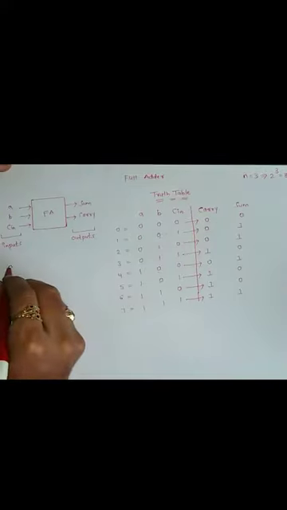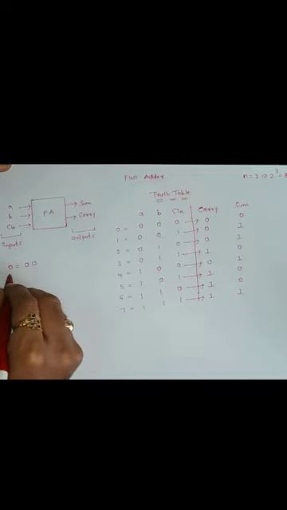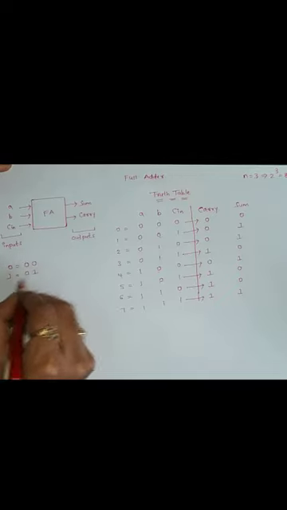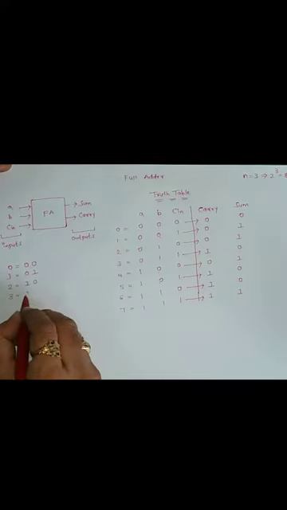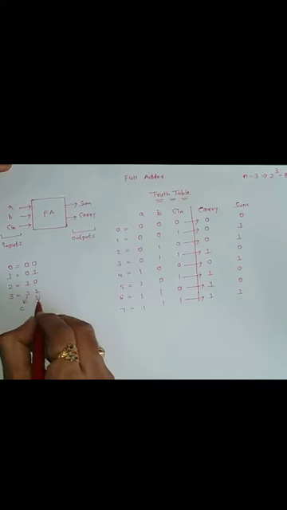Okay, so simply 0 equivalent is 0, 0. 1 will be 0, 1. 2 will be 1, 0. 3 will be 1, 1. So simply you can take the leftmost bit as carry and the rightmost bit is called sum. So this is the first step that you need to do.